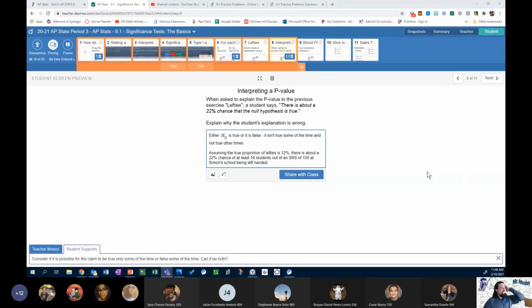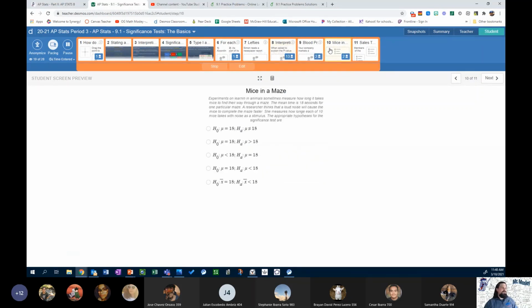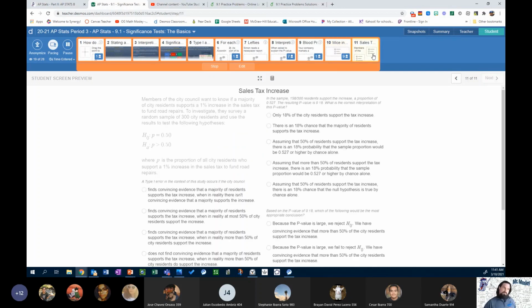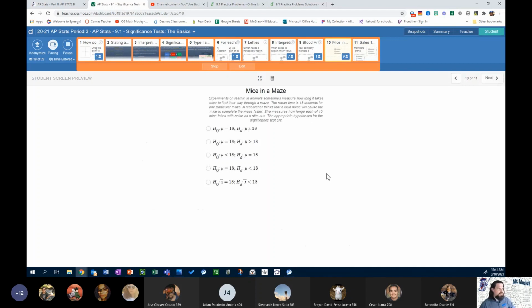All right, we're going to move it on. We're actually going to skip this next question and go to the final two questions here, which are all multiple choice. Just going to open this up. And please go to the 10th slide. So skip the blood pressure one and go to mice in a maze. This is a single multiple choice. The next screen has a lot of multiple choice. There's 3 different multiple choice questions on that one.